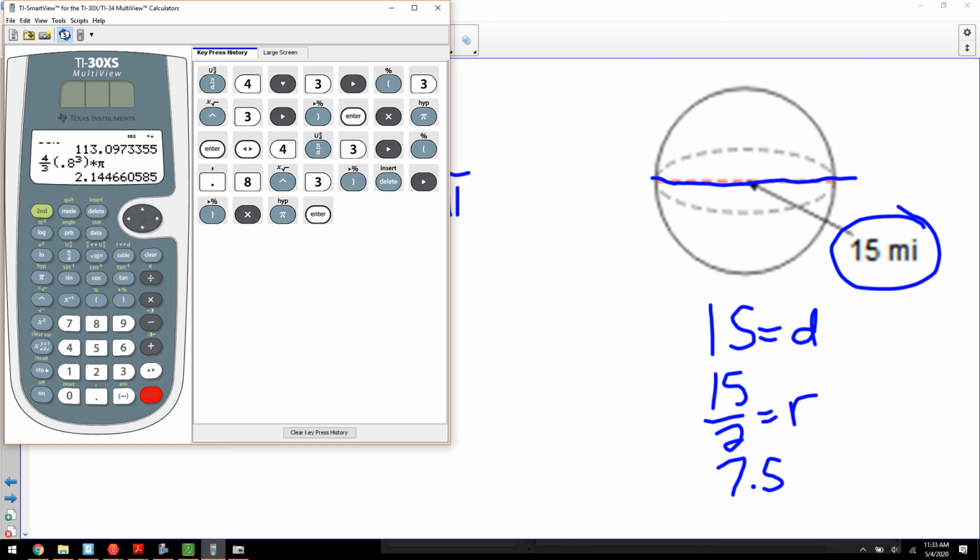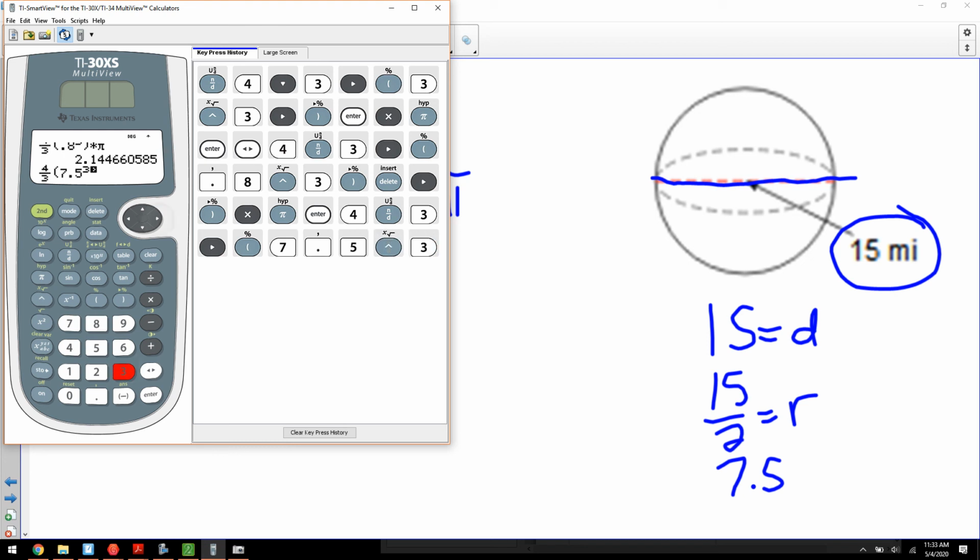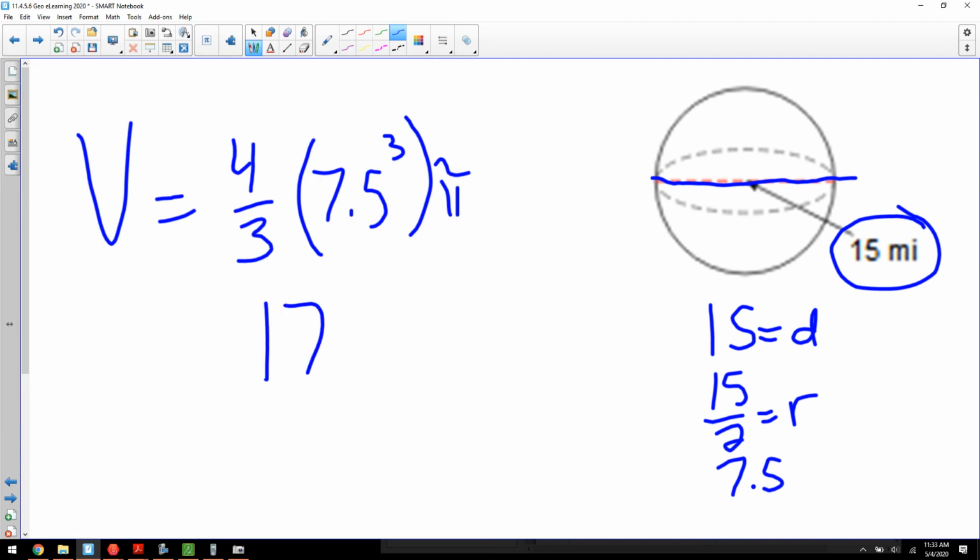Back to the calculator. 4 over 3. Arrow over. Parenthesis 7.5 to the third. Get my little arrow button out of there real quick. Close the parenthesis and multiply it by pi. And here we get 1767.15.